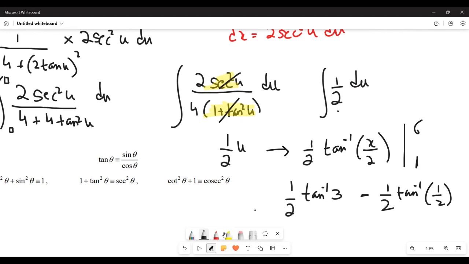Let me check that. Make sure your calculator is set at radians. Unless degrees is mentioned in the question, your default setting should be radians. So half tan inverse 3 minus half tan inverse 0.5. The answer is coming out as exactly 1/8 pi.